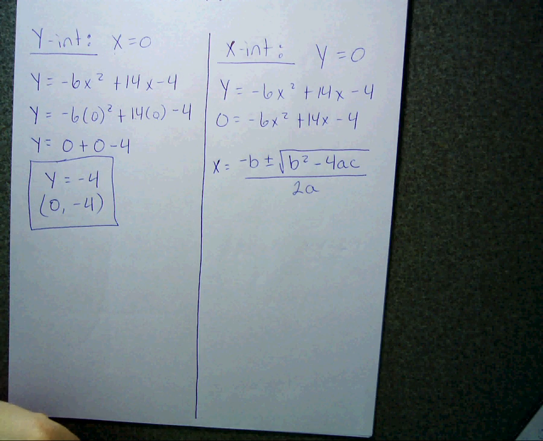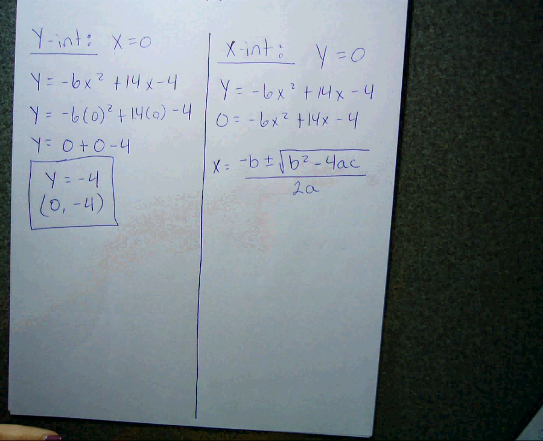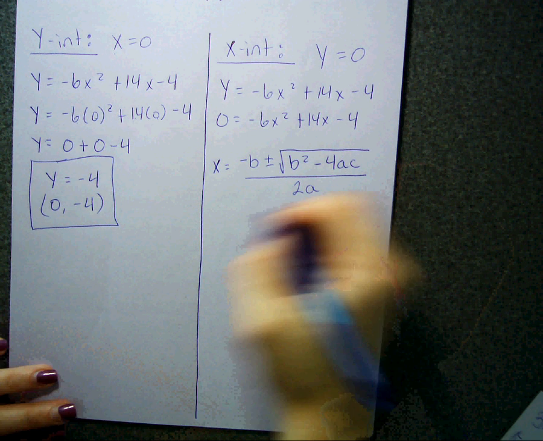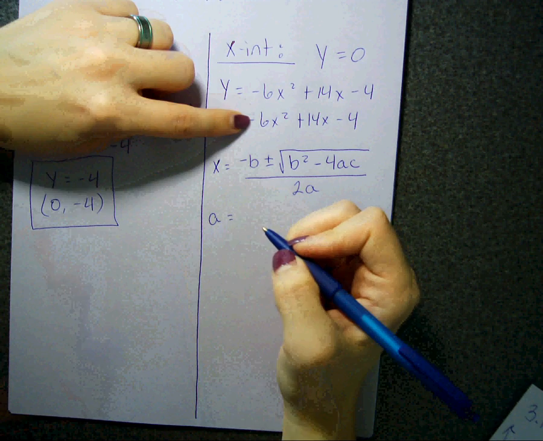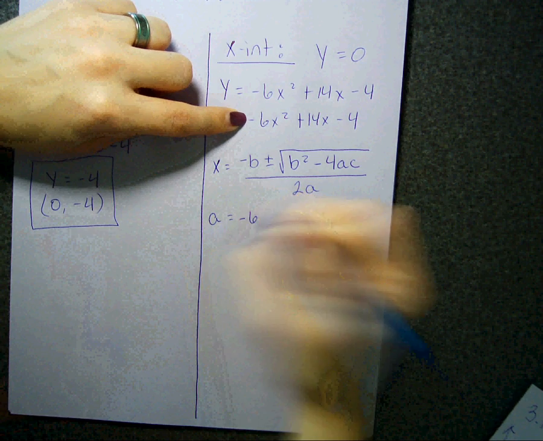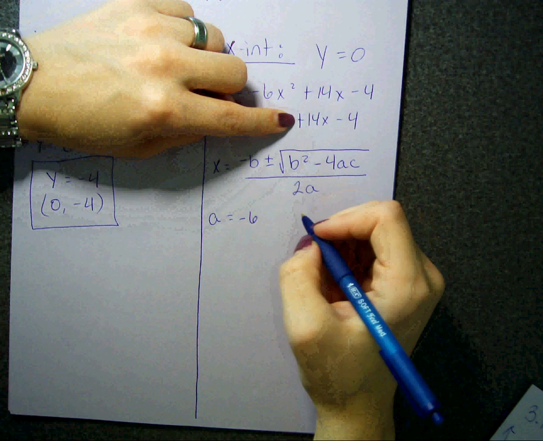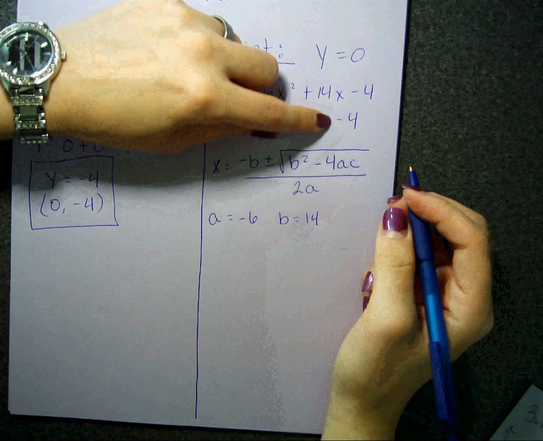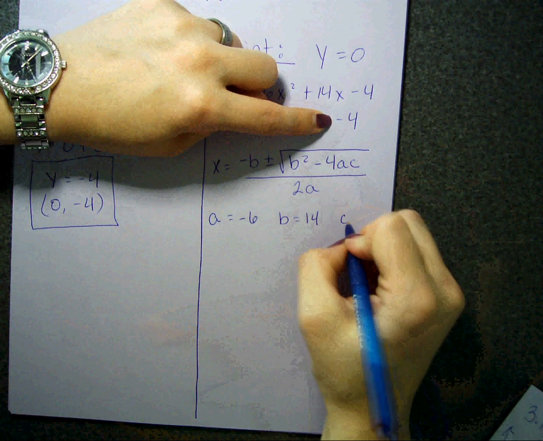So I'm going to go through. Before I start plug and chug, I'm going to identify a, b, and c. A is the number in front of x squared, so a is negative 6. B is the number in front of x, so b is 14. And c is the number that's all by itself, so c is negative 4.